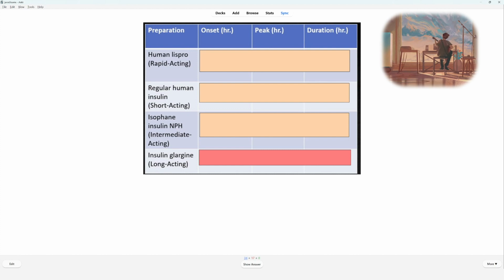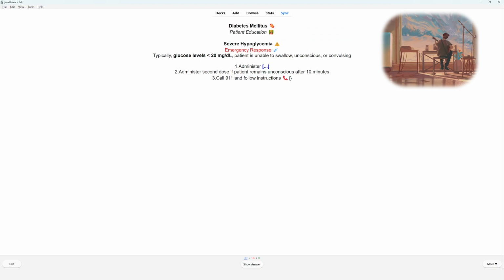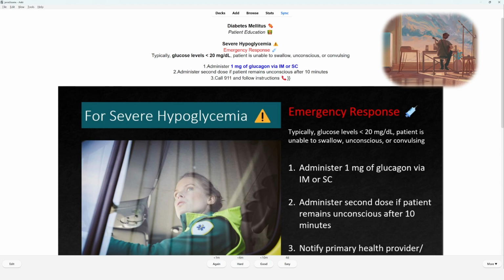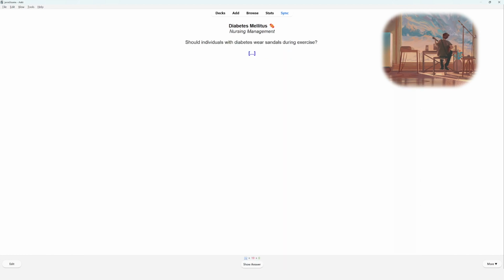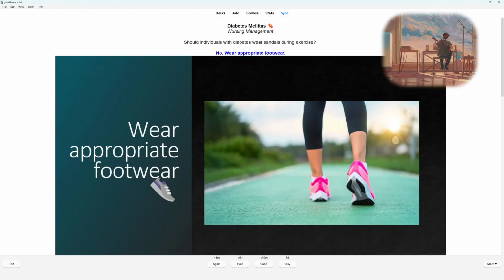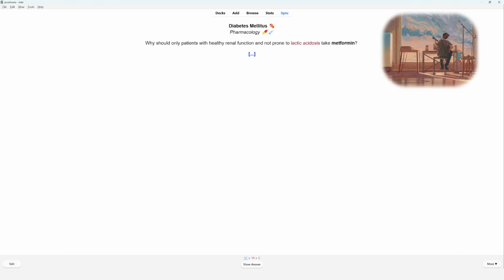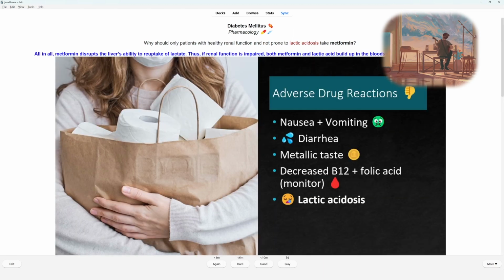Onset 1 hour and then 24 hours duration, 2 to 4. Okay, 24. If we get severe hypoglycemia, we're going to administer the glucagon, 1 milligram. Should individuals with diabetes wear sandals? Nope. Never. Why should only patients with healthy renal function, not prone to lactic acidosis, take metformin? Because that's everything that metformin does if you're not careful.